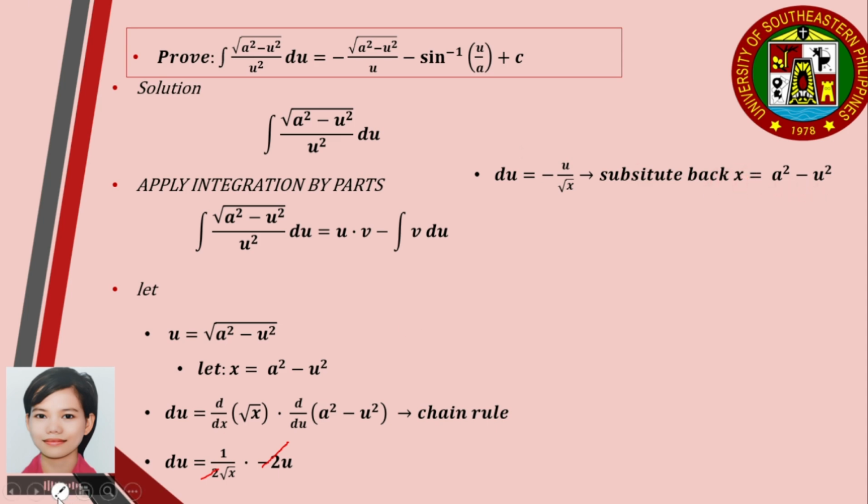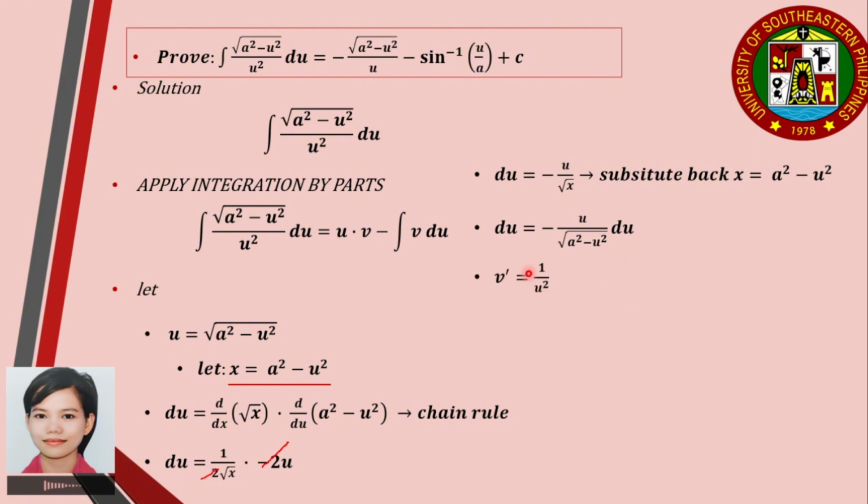Minus u squared. So, the derivative of the square root of a squared minus u squared is negative u all over the square root of a squared minus u squared du. So, we already have the u and the du.